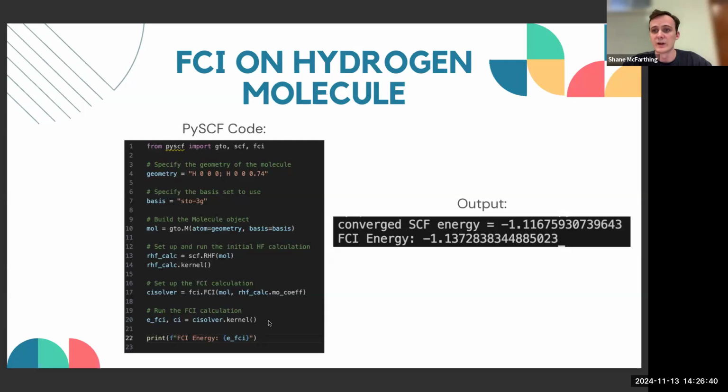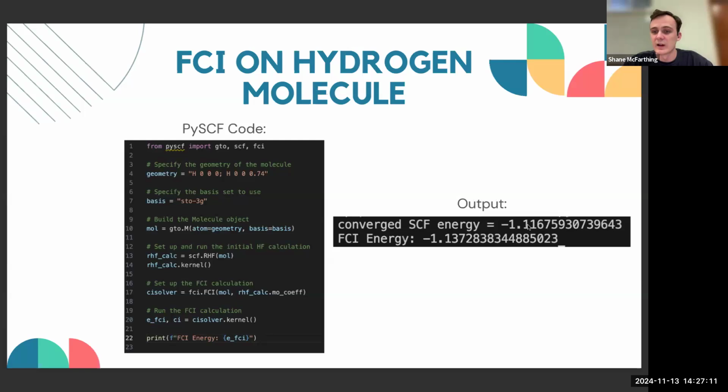And when you do the diagonalization, it outputs the eigenvector for the lowest eigenvalue, which represents our ground state. The eigenvector represents the ground state, and the values in the eigenvector are the coefficients in the wave function. So if we see on the right the output, we have first the Hartree-Fock output from the Hartree-Fock calculation, and then we have the FCI output, which is minus 1.137.